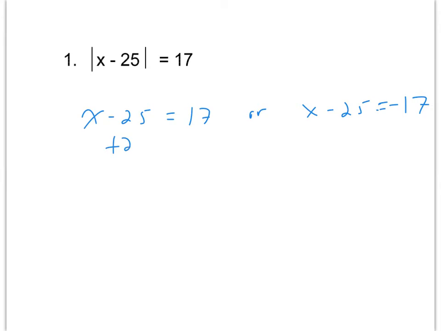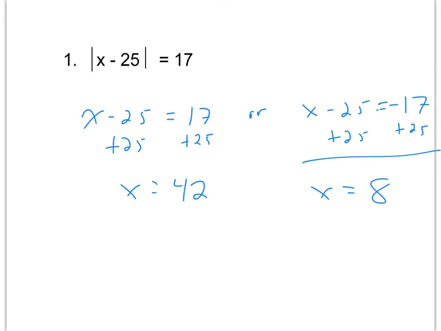I'm going to add 25, add 25. So x equals 42. Add 25, add 25. X equals, don't tell me, negative 17 plus 25 is 8. Notice now, x is equal to 42, or x is equal to 8.